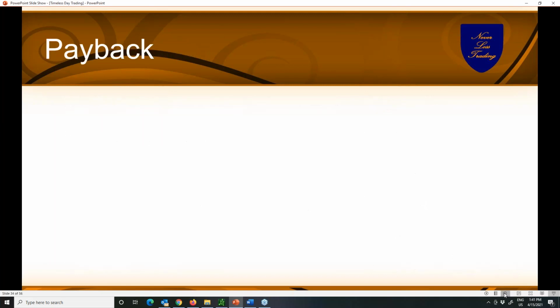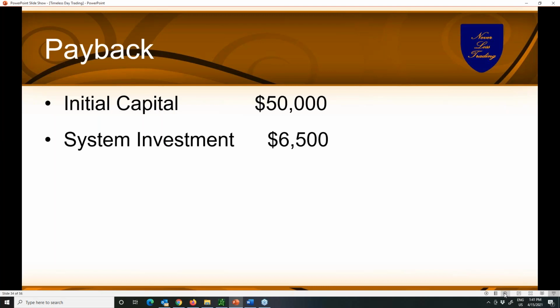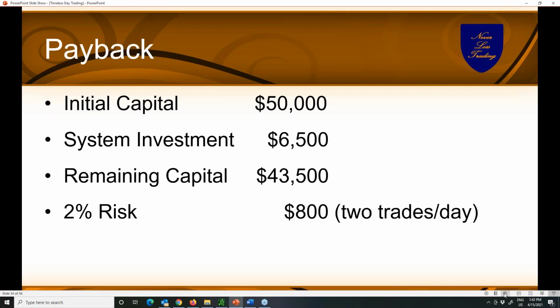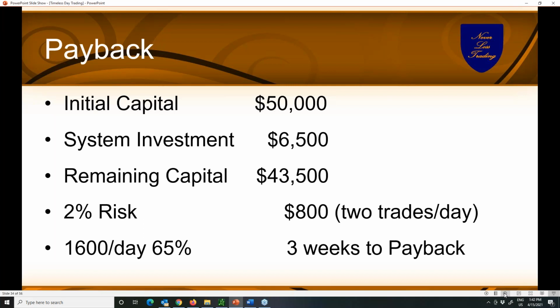Yeah. And so, payback time. So what does it mean? Imagine you have an initial capital of $50,000. You pay $6,500 for the investment for the never lost trading, including the timeless concept. So that's a big bargain. Then your remaining capital is $43,500. We always say don't go higher than a 2% risk per trade at the beginning. So that means here 2% risk would be $800. If you have 2 trades a day at only a 65% attainment rate, often we rate much higher, then you have a 3 weeks payback on this one, just by trading 1 contract, most likely on the ES or on crude.